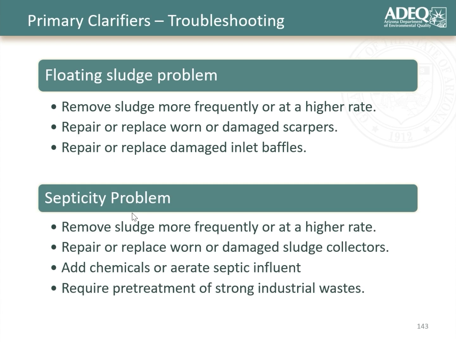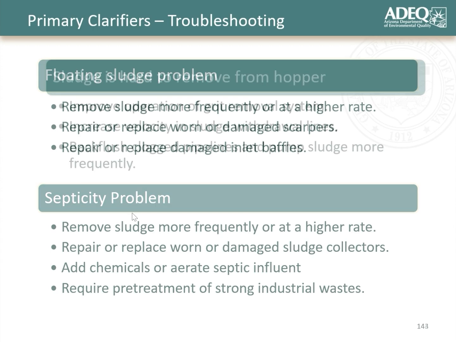Septicity problems. To address this, you can move the sludge at higher rates, a similar type of situation where the sludge becomes septic because it sits around for too long and then methane builds up in there or nitrogen gas can happen. And so they'll cause it to float. Similar area, repair or replace worn, damaged sludge collectors. You could add chemicals that add oxygen to the clarifier if you happen to have too long a retention time and you cannot change that. Or require pretreatment of strong industrial waste that may be causing this large amount of organic loading that's driving this.